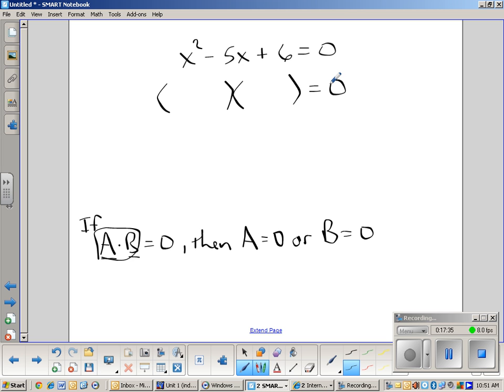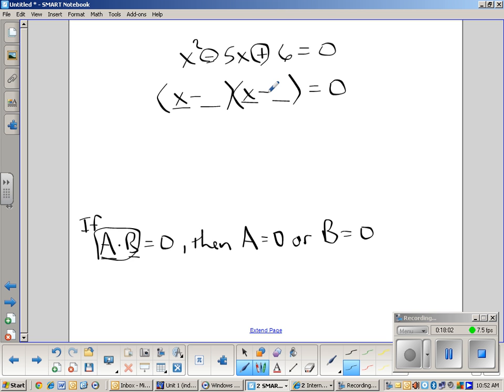How do I factor this? What has to be true? X's go in, 1 in, 3. What else has to be true? Plus, minus, plus, minus. Both signs are negative, aren't they? Because this is a positive, both signs have to match this one. And so they're both negative, both minus.